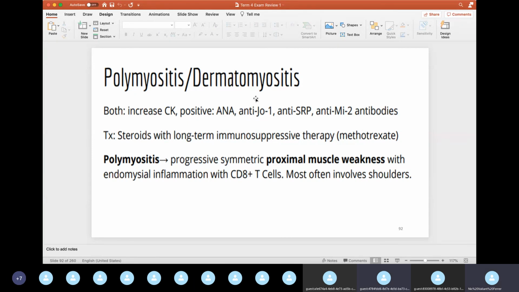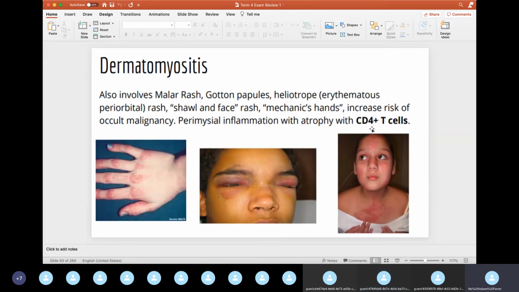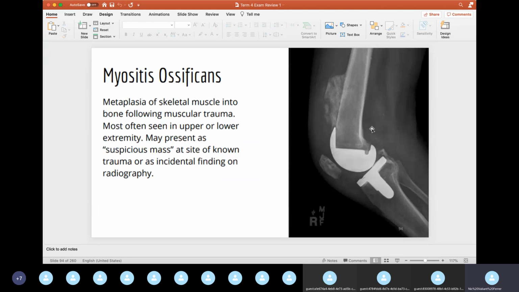No. No, okay, let's skip that. How about this? Oh, myositis ossificans, don't forget. Metaplasia of skeletal muscle into bone following muscular trauma, okay?